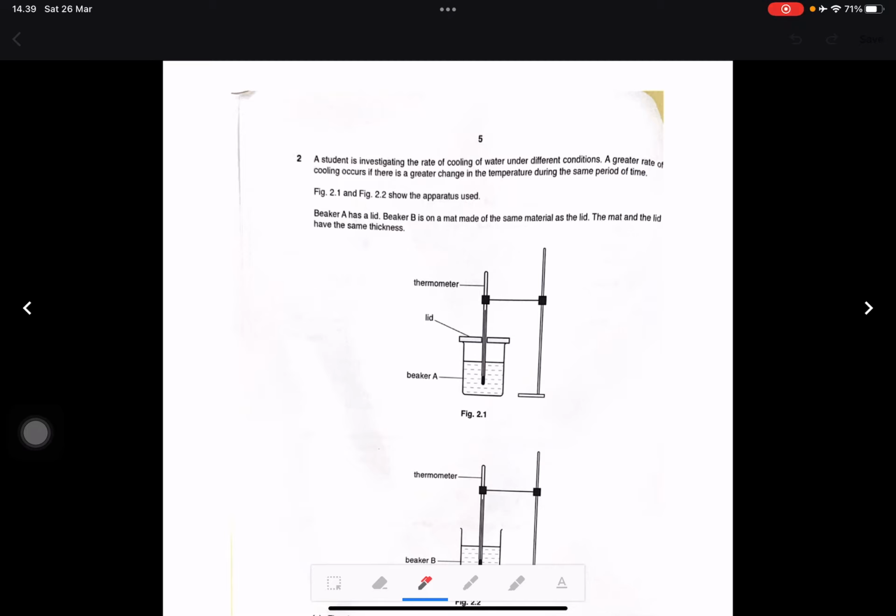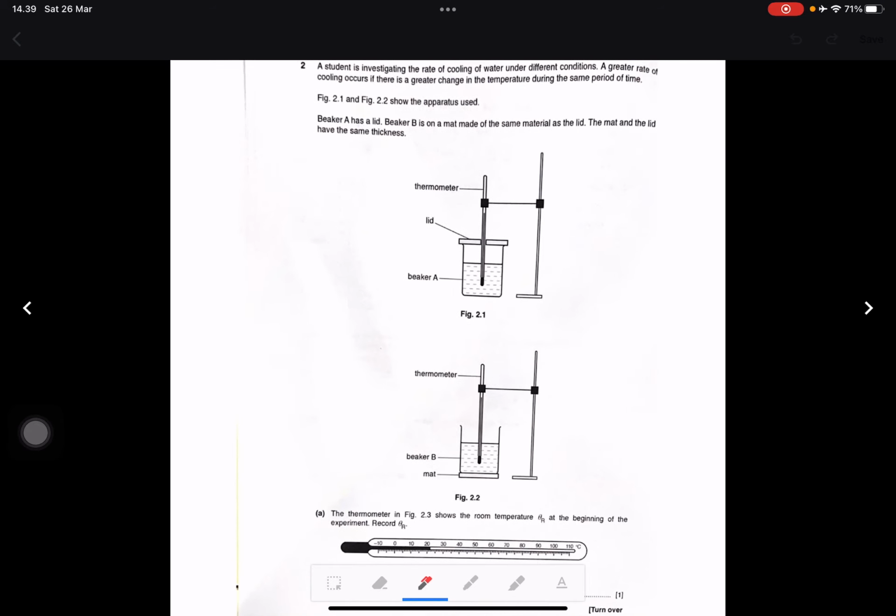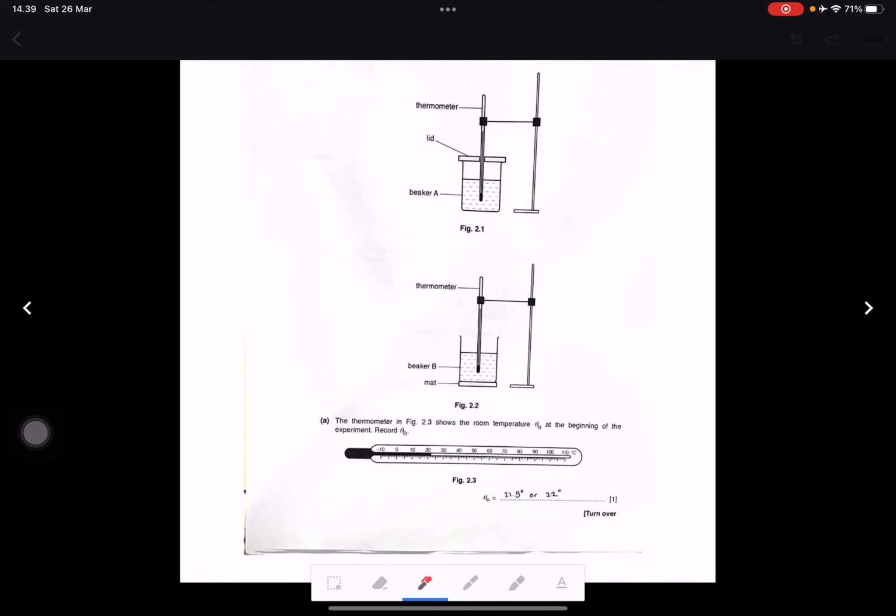2A. A student is investigating the rate of cooling of water under different conditions. A greater rate of cooling occurs if there is a greater change in temperature during the same period of time. Figure 2.1 and Figure 2.2 show the apparatus used. Beaker A has a glass lid. Beaker B has a metal lid made of the same material as the mat. The mat and the lid have the same thickness.